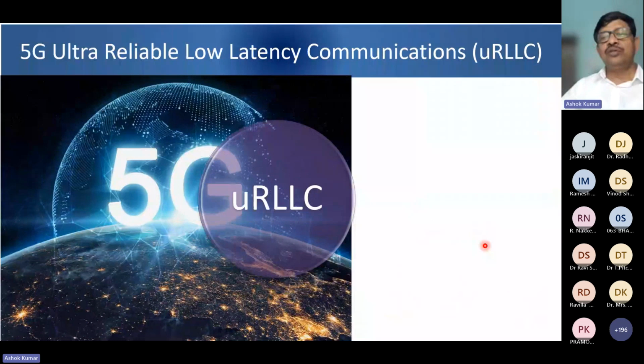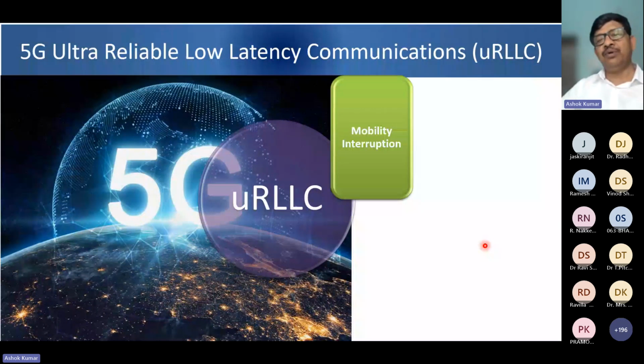Okay, so the third and important parameter for uRLLC is the mobility interruption. As you know, when we travel from one place to another, our connectivity with the base station changes. So handover happens from one BTS to the next BTS, right? And you may also be aware that in 2G, 3G, there is some pause when we hand over from one BTS to another. There is some gap. In 5G, that gap is supposed to be 0 millisecond.